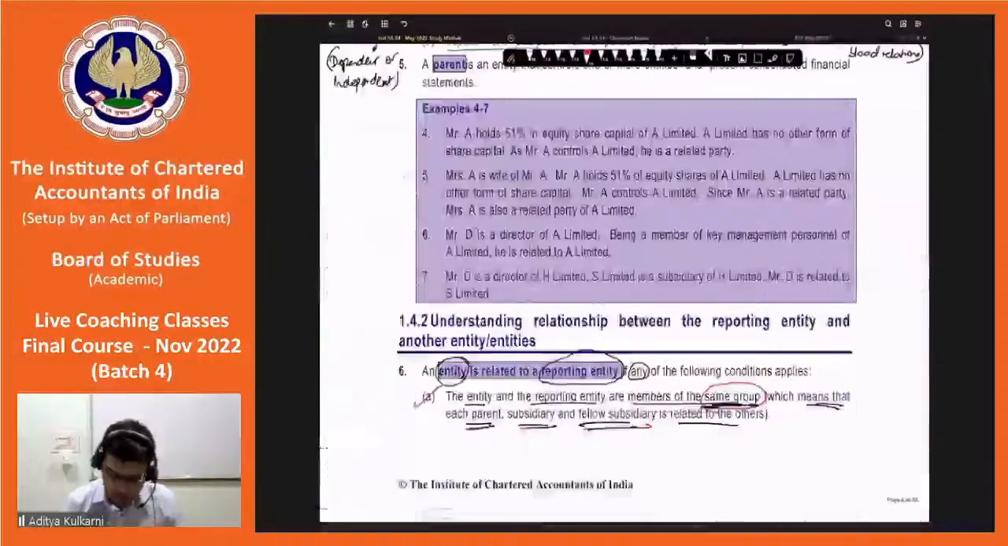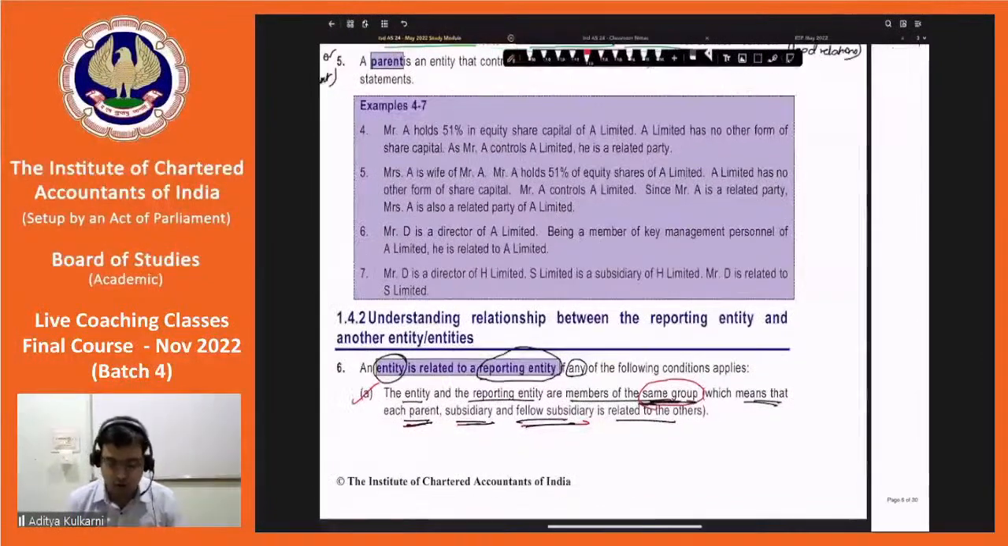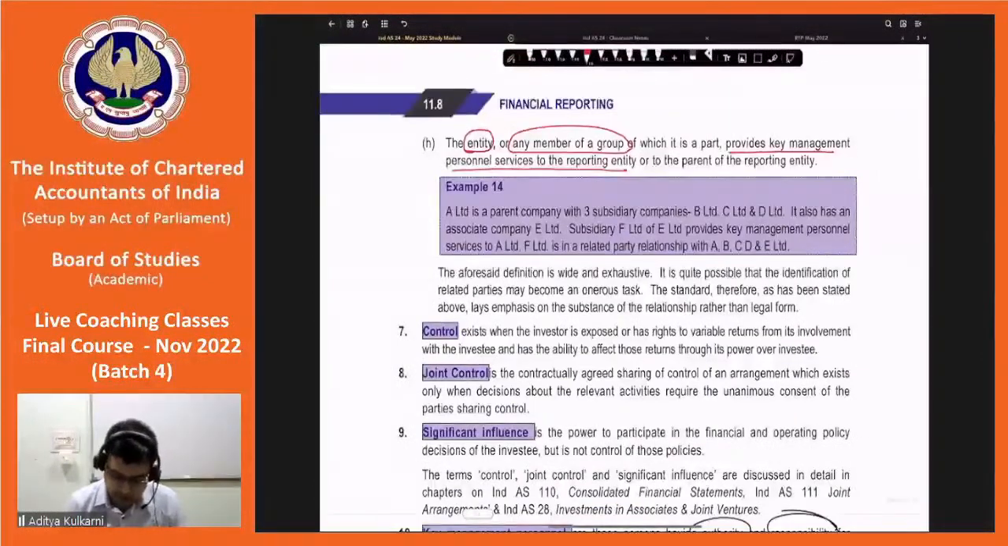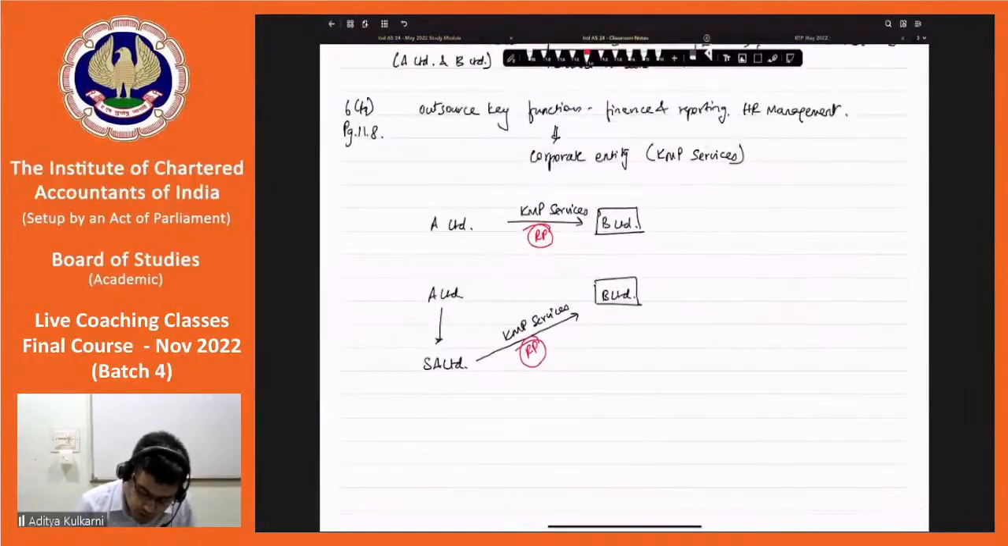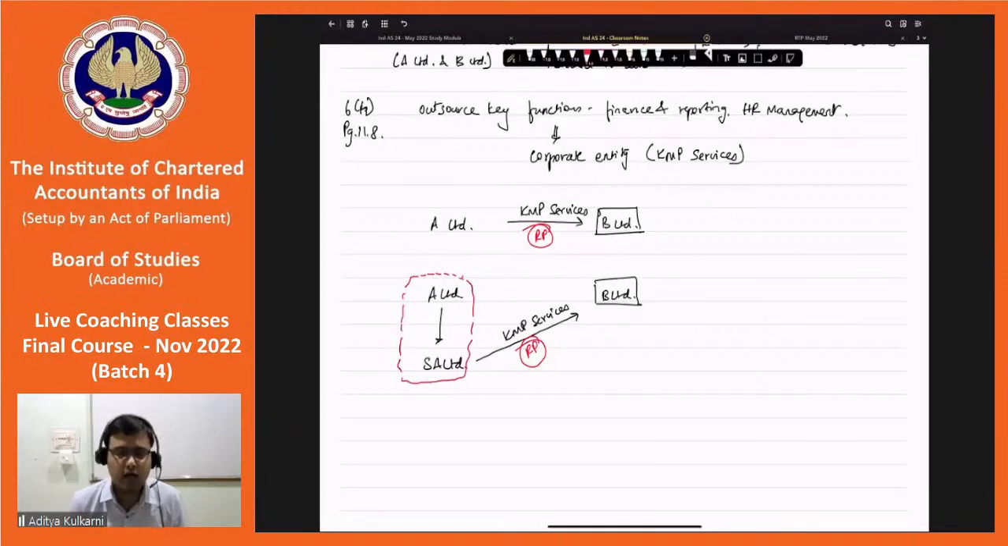An entity is related to a reporting entity if the entity or any member of a group provides personnel service, KMP services, to the reporting entity. So any member of the group. So who is the group now? Well, A and SA Limited, they become one group.